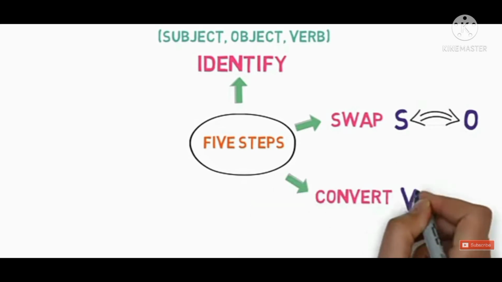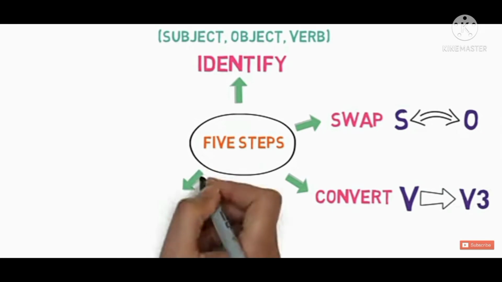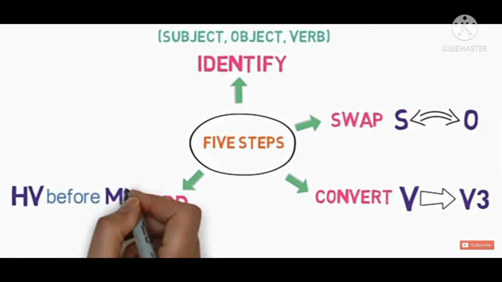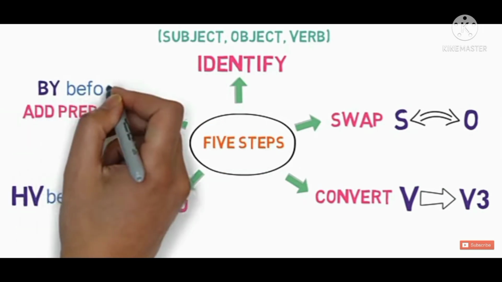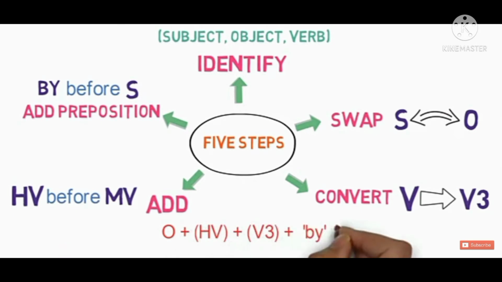Third one, convert. You have to convert the verb into the V3 form. Fourth one, you have to add helping verb before main verb. And last one is add preposition by before S, that is subject. So the format will be object plus helping verb plus V3 plus by with the subject.